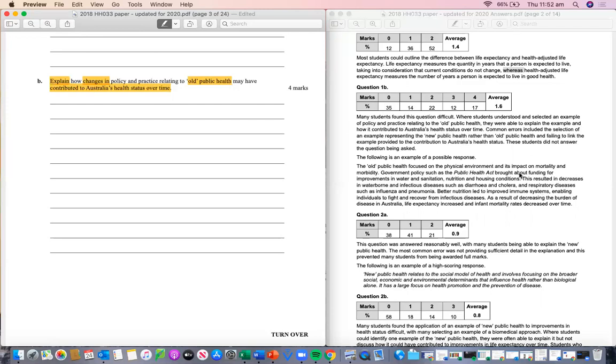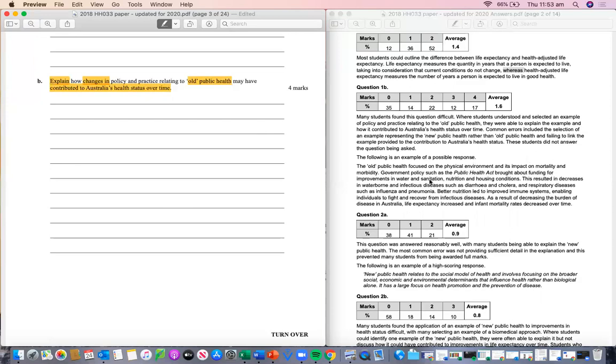explaining this properly. So if you look here through some of the common areas, it included things like the selection of the example when representing new public health rather than old public health. So again, confusing the two. And failing to link the example provided to the contribution to Australia's health status. So again, for this, you'd need to have two examples, I'd say, of old public health and its contribution to health status in order to properly receive full marks for it.